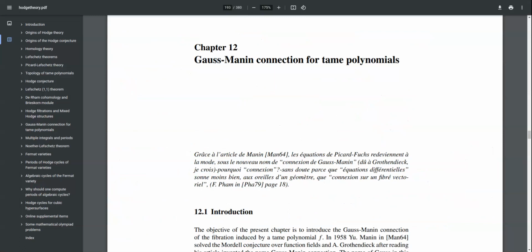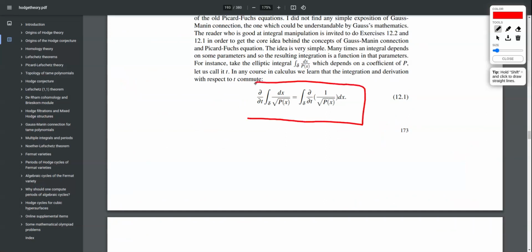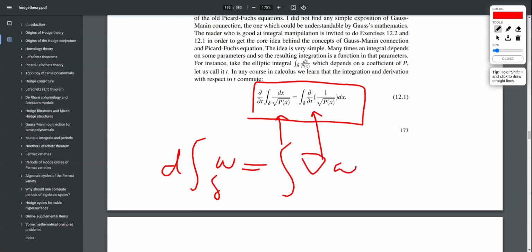A more elementary version of the Gauss-Manin connection is presented in chapter 12 of my book. It contains a historical account of the Gauss-Manin connection, which is basically quite like this derivation of some integral which depends on some parameters. It goes inside, and this was this. Remember that this was written ten minutes ago as something like this: nabla omega delta.